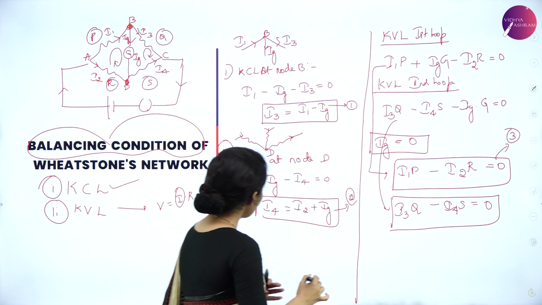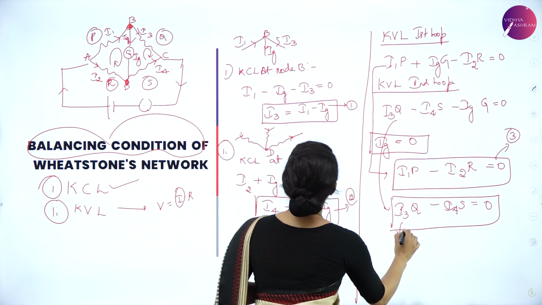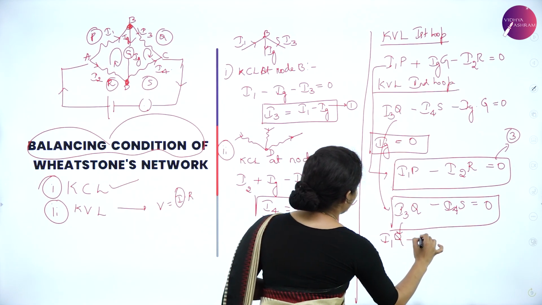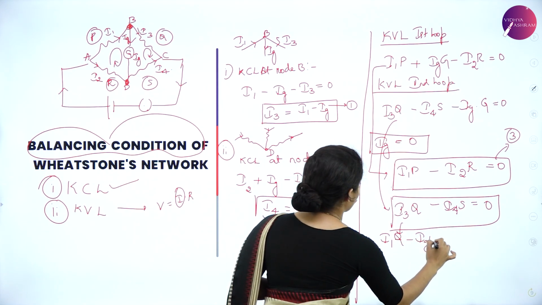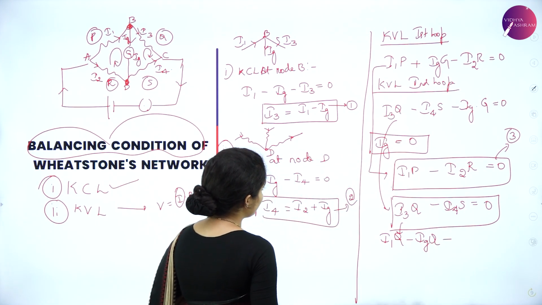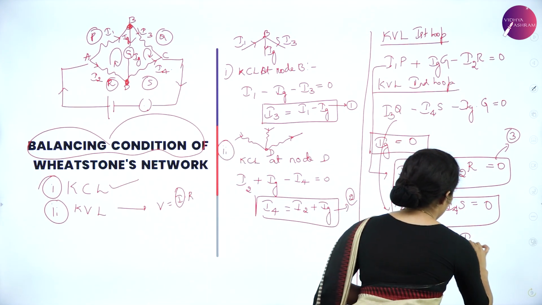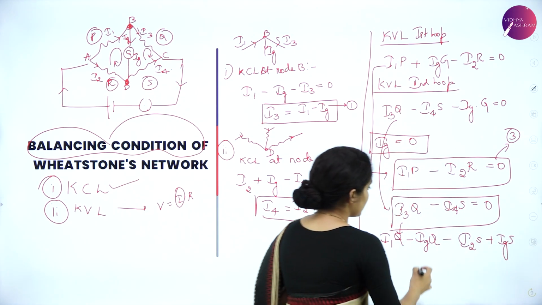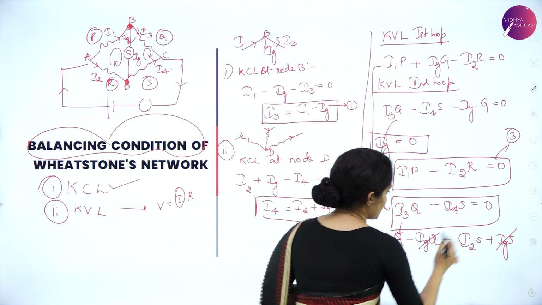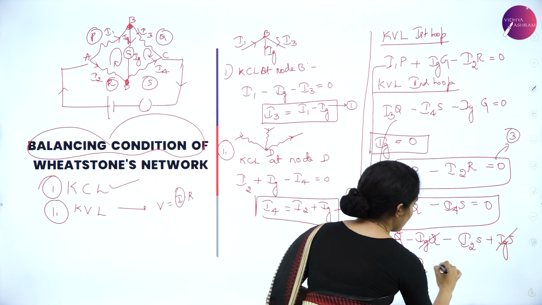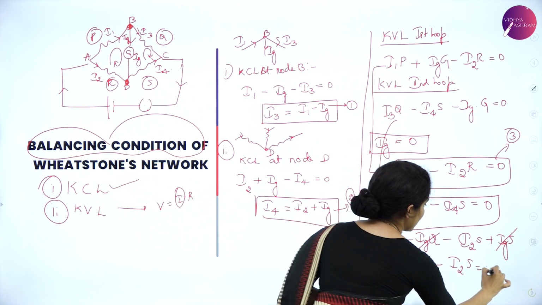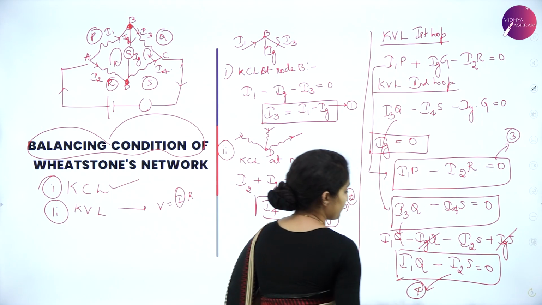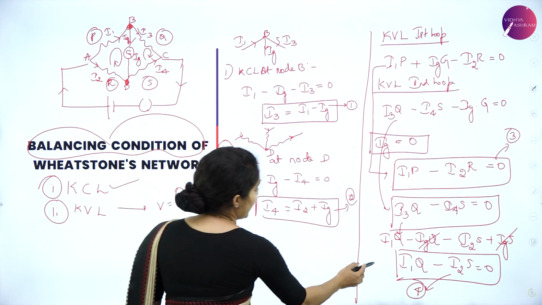Next, substituting for I4 as well as I3. Here you have I3 is nothing but I1 minus IG, so (I1 minus IG)Q minus I4 is nothing but (I2 plus IG)S. So again IG, this also goes, this also goes. So what remains is I1Q minus I2S is equal to 0. Let me consider this equation as equation 4 now. So we have equation 3 and equation 4.